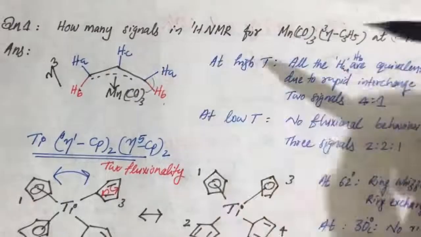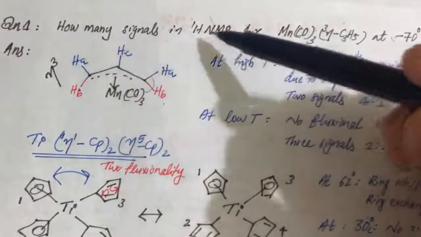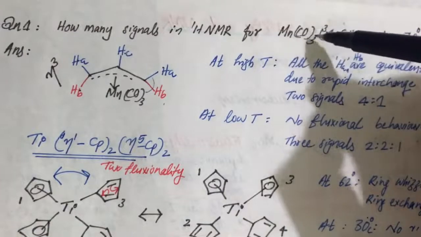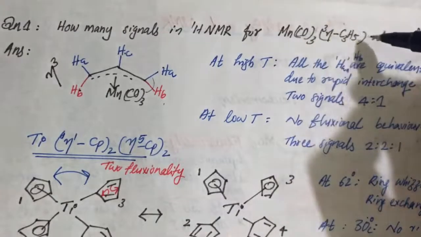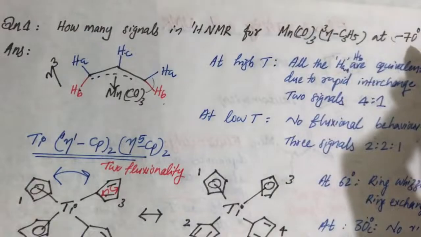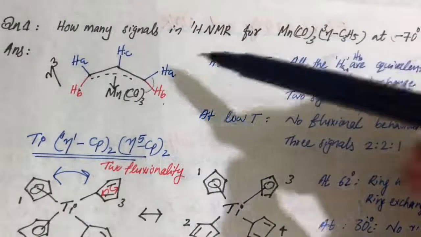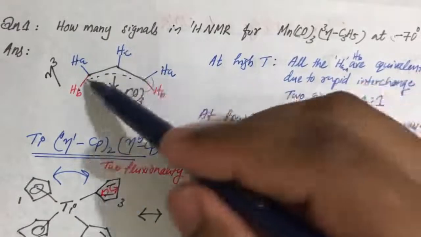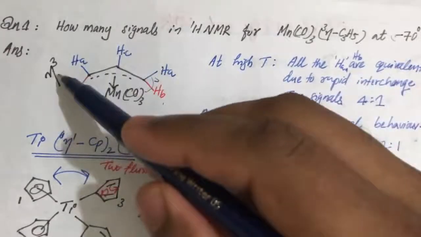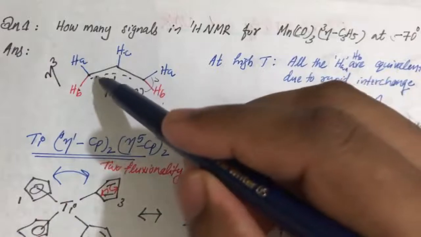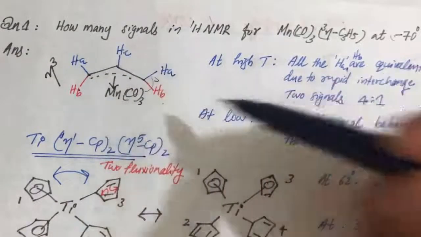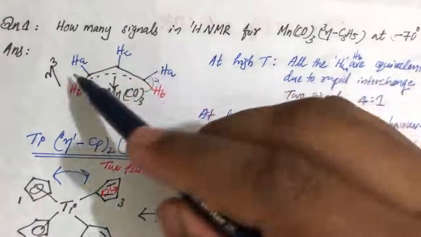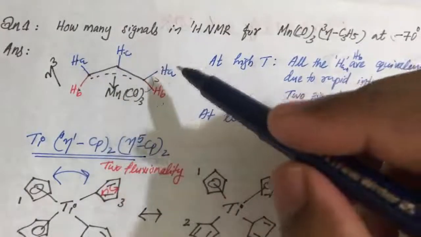So here we can discuss a problem. The question is: how many signals in proton NMR for the organometallic complex Mn(CO)3(η3-C3H5) at minus 70 degrees Celsius? So the given complex is this one. This is an allyl ligand having hapticity 3, that is, it is ligated via these three carbon atoms. This ligand is our interest.